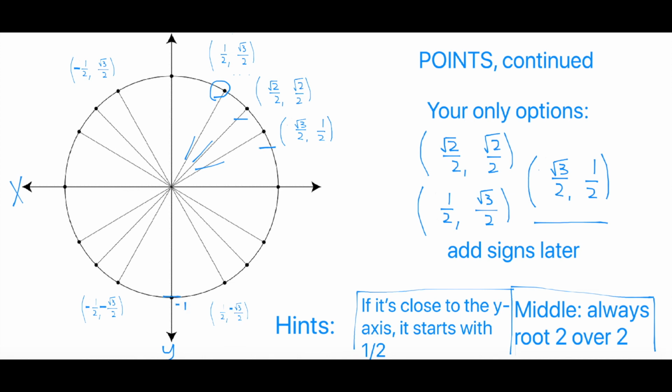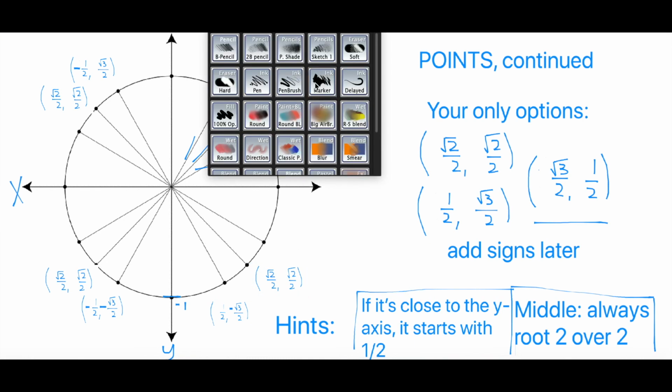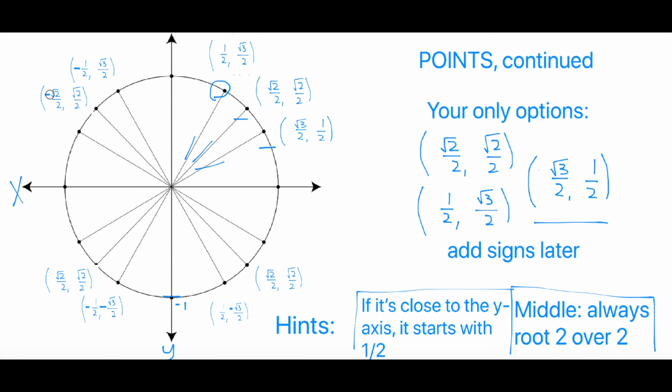Okay, the rest of the points. Middle, always root 2 over 2. All the middle points will be root 2 over 2, so that's going to be that one, this one, and this one. And we add the signs later. Signs will be the same as the last time. Negative x here. Negative x and negative y. Positive x, negative y.